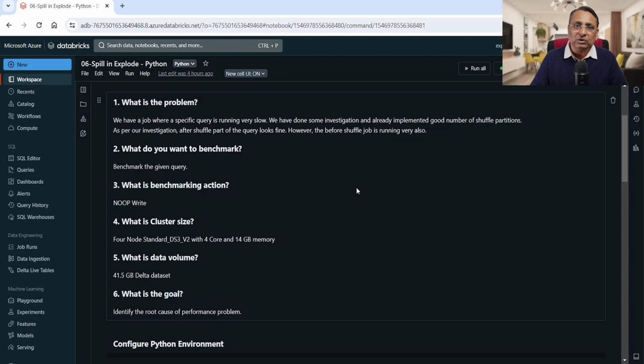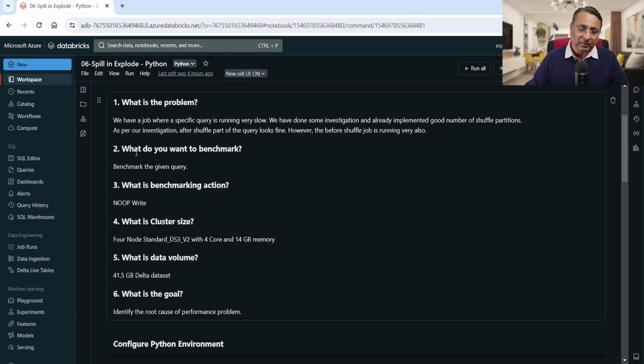And usually before shuffle job is running slow means you have something related to the data read, right? Your problem should be lying with the data read because before shuffle, all we do is read the large volume of data and do some narrow dependency transformations and all that should be quick. All the time goes in reading the data. But in this case, let's try to understand what is the problem. Is it a read problem or some other kind of problem?